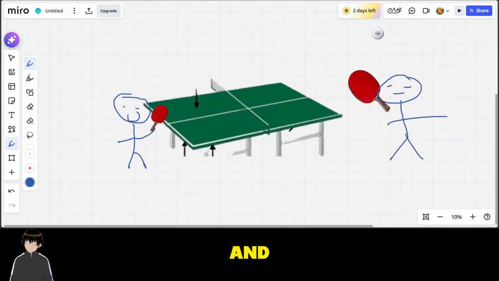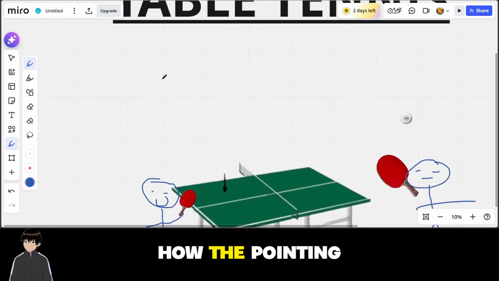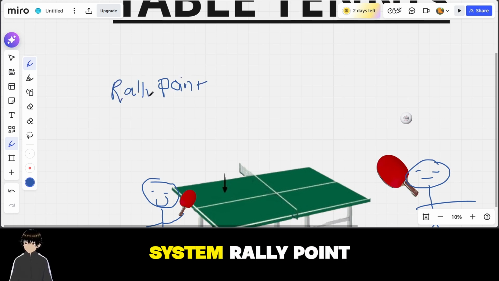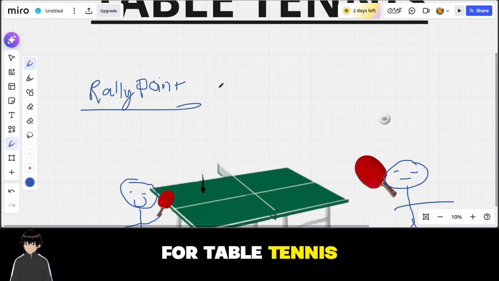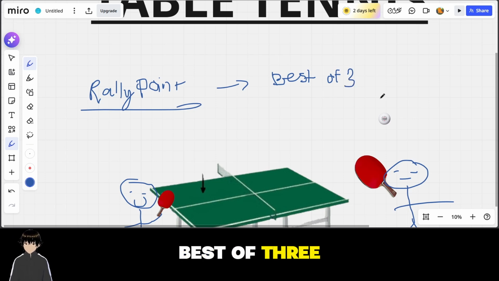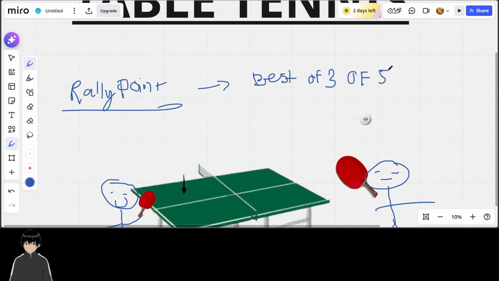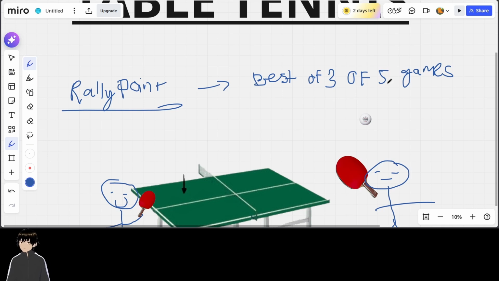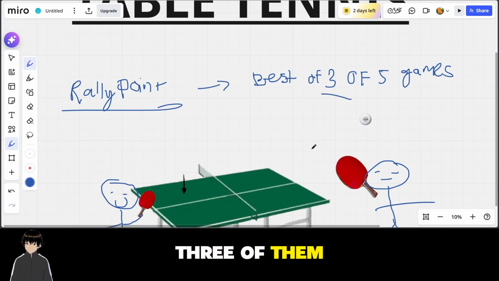How does the pointing system work here? The rally point system is basically the scoring system for table tennis. The games usually go best of 5 games, I believe. If you win 3 of them, you're the winner.